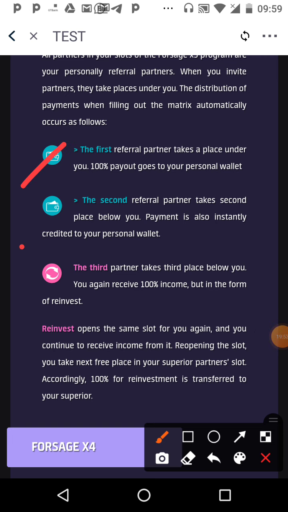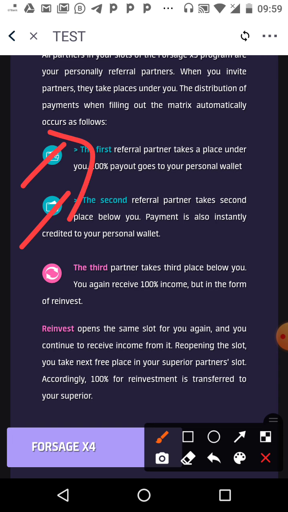The second referral partner also takes a place below you, and the payment is also instantly credited into your account. I wasn't lying when I said that these two payments go into your account, and the third one reinvests you back into the system. The third partner takes the third place below you. You again receive 100% income, but in the form of reinvestment. I said it earlier, and I hope you understand.